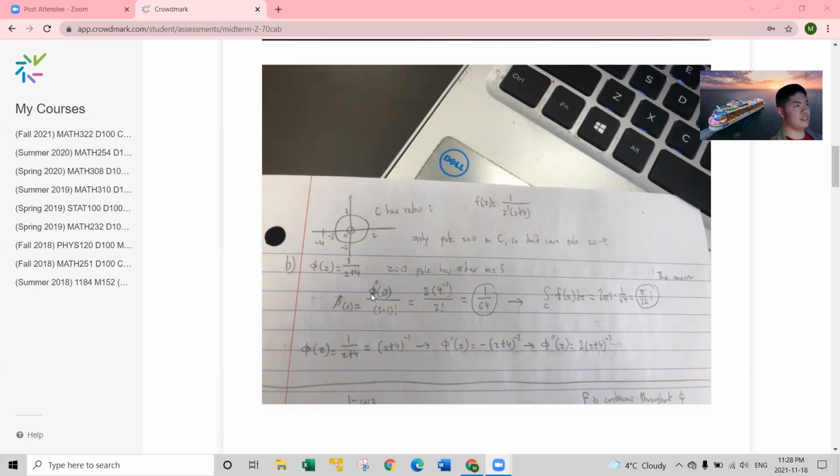So you have to find 3 minus 1, which is 2. So you have to find the second derivative of phi of z and divide it by 3 minus 1 factorial, which is 2. So phi of z is 1 over z plus 4. Differentiate it twice, and you get phi prime prime of z is 2 times z plus 4 to the power of -3. So b, which is the residue, is phi prime prime of 0 over 2 factorial. Do the calculation, you get a value of 1 over 64. The integral of f of z dz is 2 pi i times the residue. So that gives you pi over 32 i.